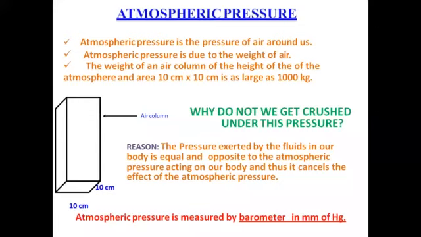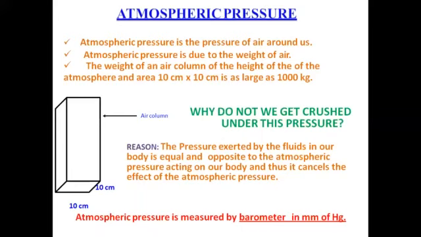Next comes atmospheric pressure. Atmospheric pressure is the pressure of air around us. See here, the gaseous envelope surrounding the earth is called atmosphere. The pressure exerted by the atmosphere is called atmospheric pressure. With the increase in height from the earth's surface, the density of the air decreases. It is found that the density of the air above 300 km is negligibly small. Hence, we take the height of the atmosphere as approximately 300 km.